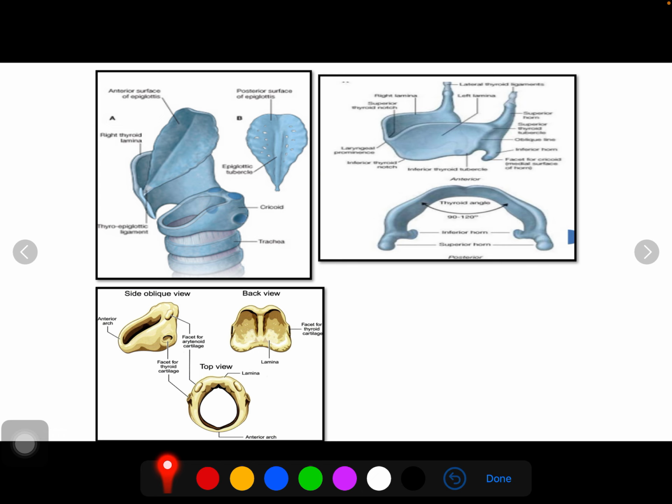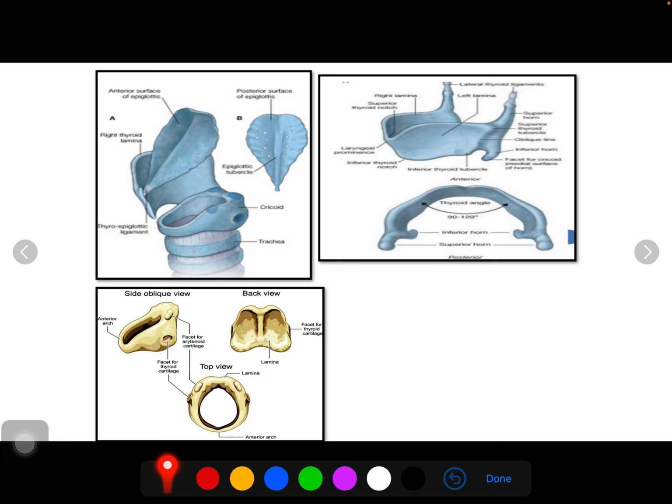It has two parts: a broad posterior lamina and a narrow anterior arch. It is shaped like a signet ring. The cricoid cartilage is a hyaline variety and hence prone to calcification and ossification with age.